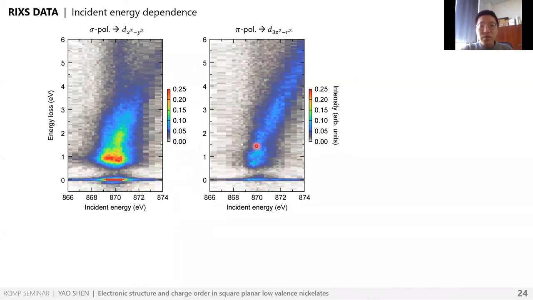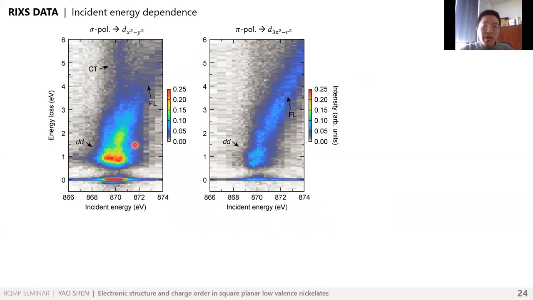Again, in both channels, we can see multiple features. The diagonal feature is the fluorescence, and the low energy strong features are dd excitations. There are also some high energy features. These are charge transfer excitations. Both the charge transfer excitations and the dd excitations should resonate at the L edge, but the fluorescence is in the post-edge regime, so it's at a higher incident energy.